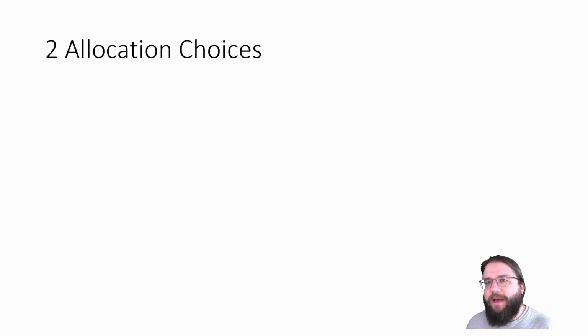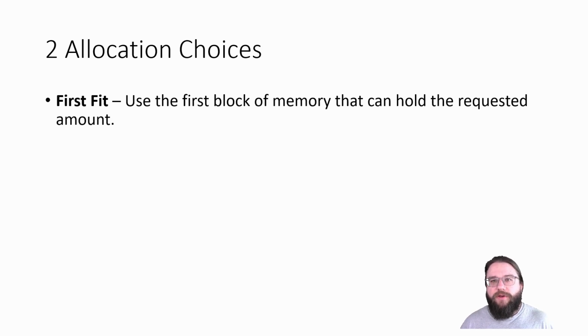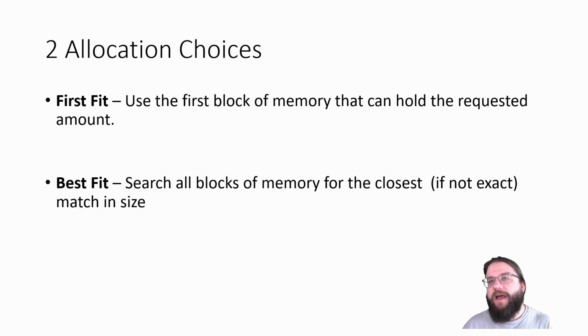So we have two different methods or allocation choices when it comes to how a free list is actually implemented. The first one is something that we call first fit, where basically it starts at the beginning of the free list and iterates through until it finds a block of memory that is big enough to actually hold the allocation, and then it uses that one. We also have something called best fit, which searches through all of the available free blocks of memory to find the one that is either an exact size or one that is the closest match possible.